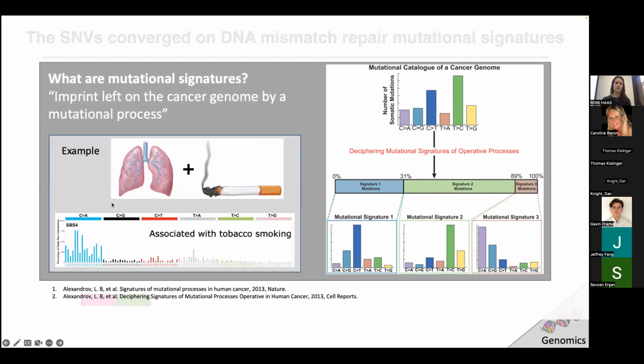I think the simplest way to understand that is to take, for example, tumors from lungs of smokers. It has been found that in people that smoke and have lung tumors, many times these tumors will be associated with C>A changes. Therefore, this mutational signature was found to be associated with tobacco smoking.